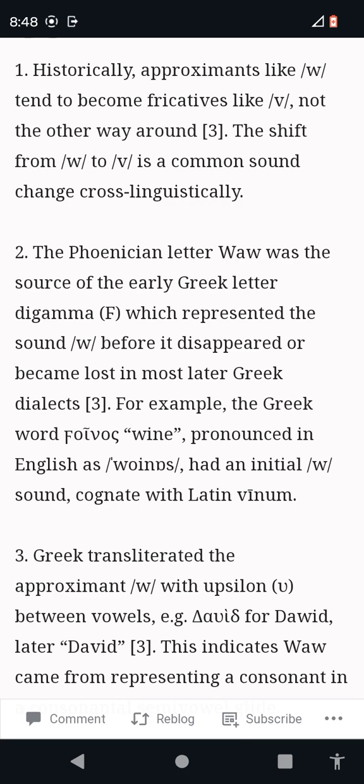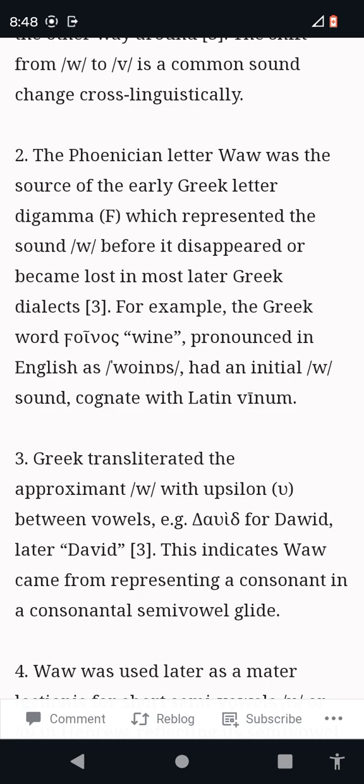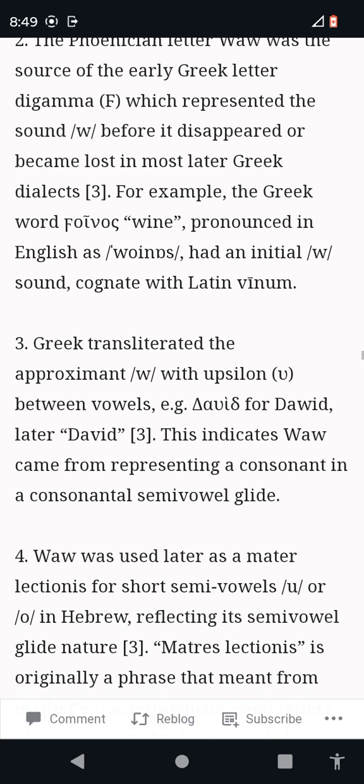Historically, approximants like W tend to become fricatives. I don't know how to say that word, please forgive me if I'm pronouncing it wrong. Like V, not the other way around. The shift from W to V is a common sound change cross-linguistically. The Phoenician letter Wa was the source of the early Greek letter Digamma, the F, which represented the sound Wa, before it disappeared or became lost in most later Greek dialects.